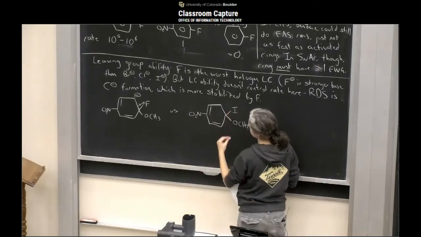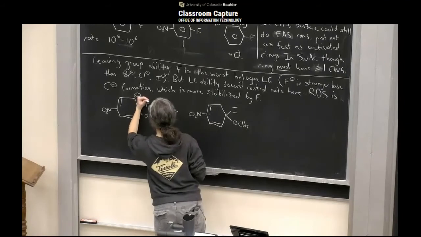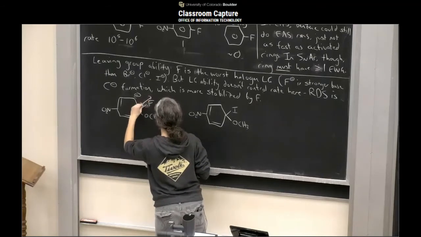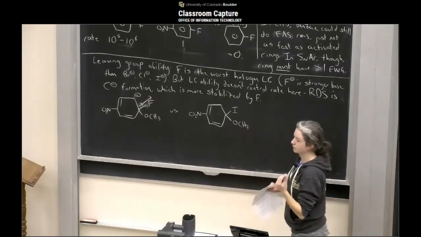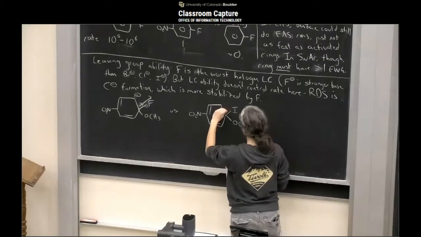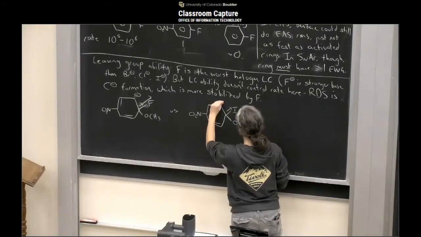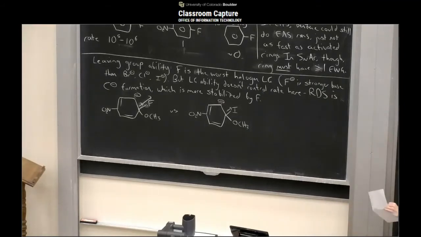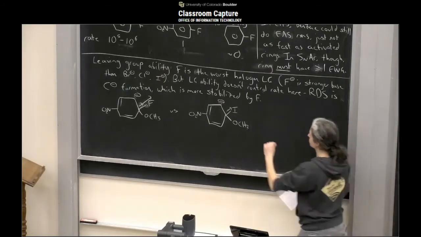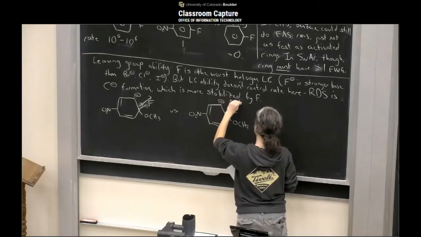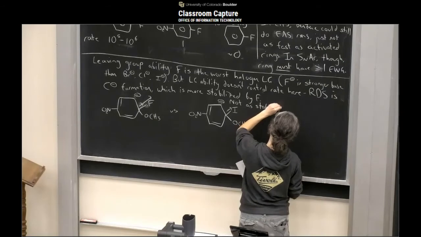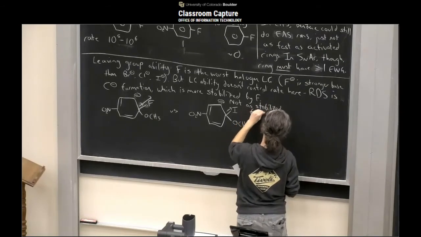That only has, let me actually redraw this even bigger, because the carbon-fluorine bond has a fairly strong dipole on it. Fluorine's very electronegative, whereas carbon-iodine only has a little bit of a dipole. And so that negative charge is not as stabilized. So this forms slower.